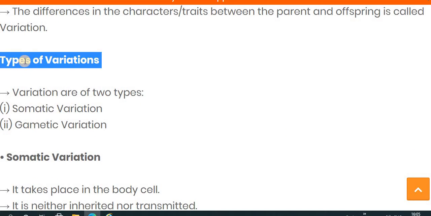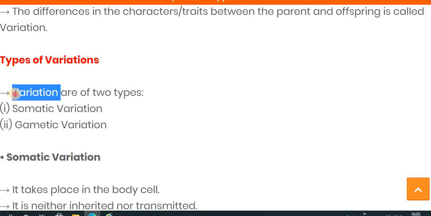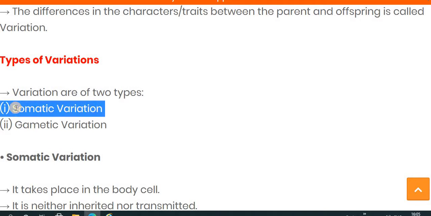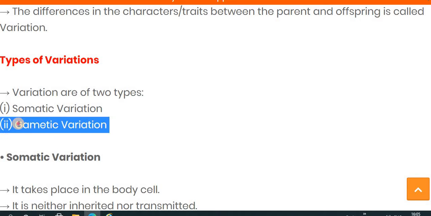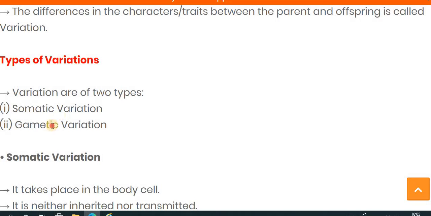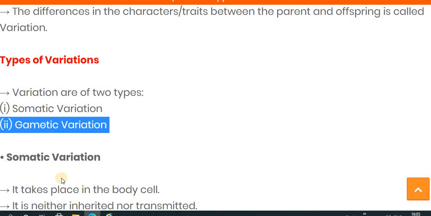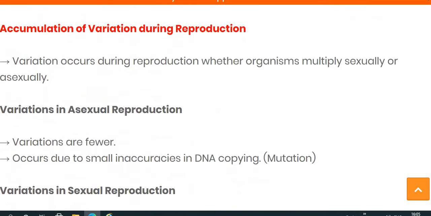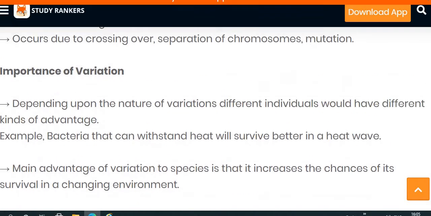Now let's see the next topic, types of variation. Variation is of two types: somatic variation and gametic variation. Let's discuss somatic variation. Somatic variation means it takes place in the body.